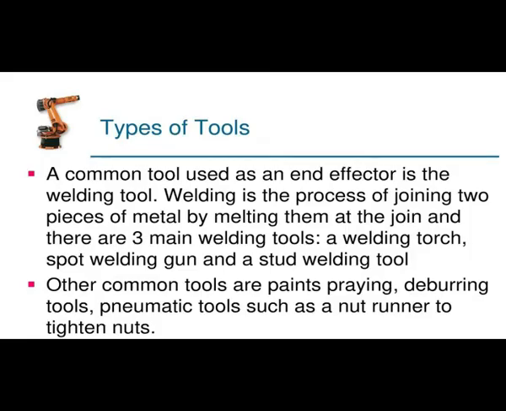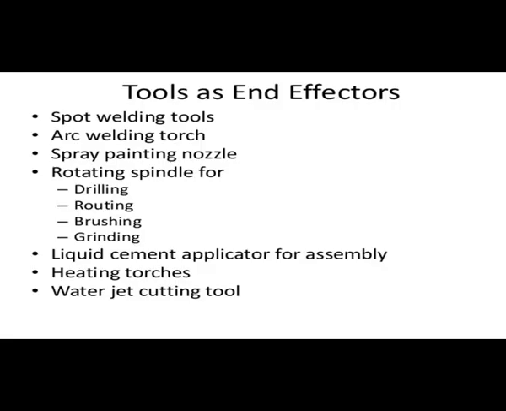End effectors are classified into two types, grippers and tools. In this lecture we discussed the classification of grippers previously. Now we discuss types of tools. Many robot applications require the robot to manipulate a tool rather than a workpart. In a limited number of these applications, the end effector is a gripper that is designed to grasp and handle the tool.